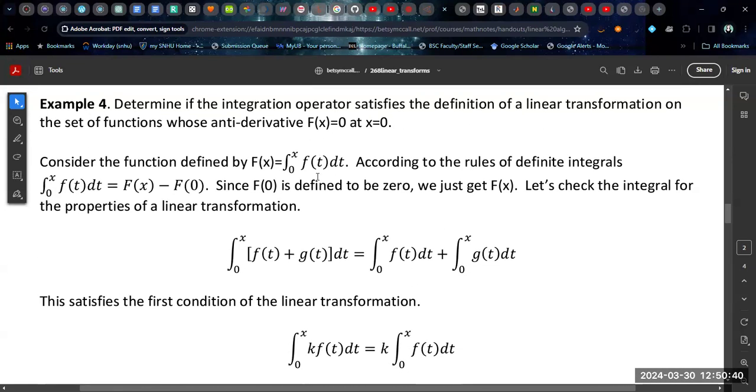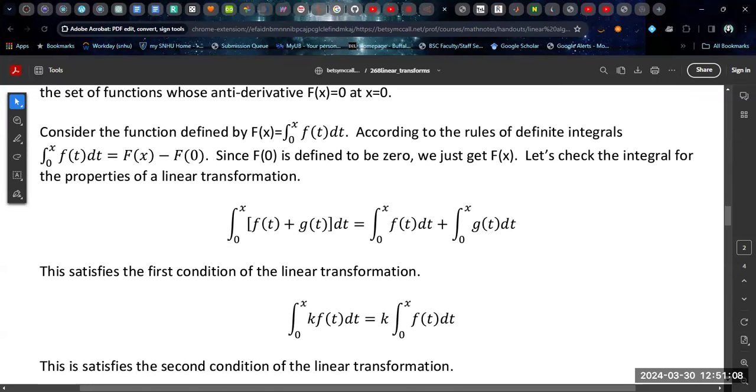Now, if we want to do this for the integration operator, we can also go through those same properties to see if we get a linear transformation or not. So I'm going to use this definition of the accumulation function as my transformation.